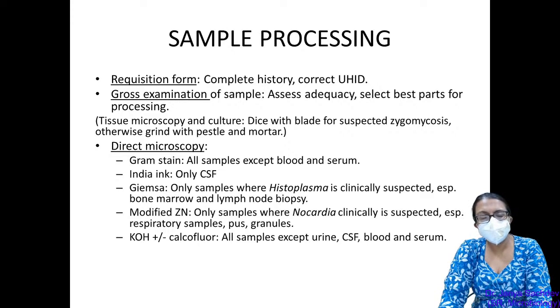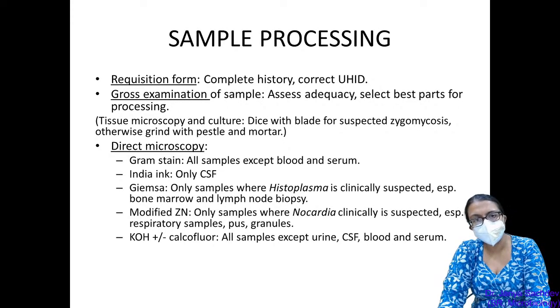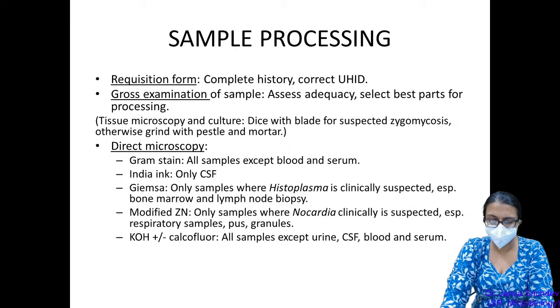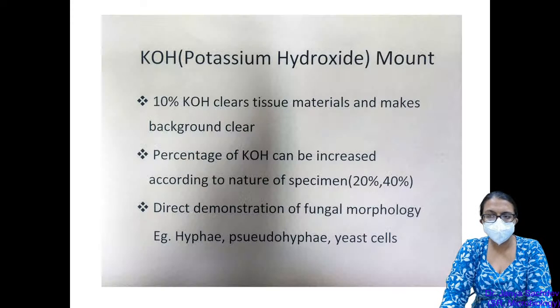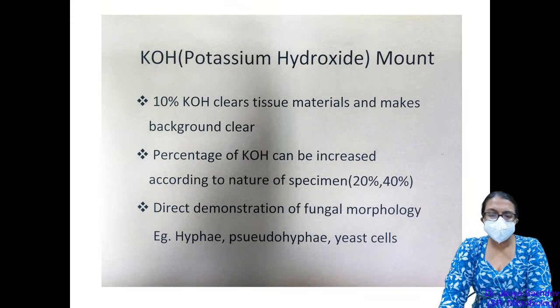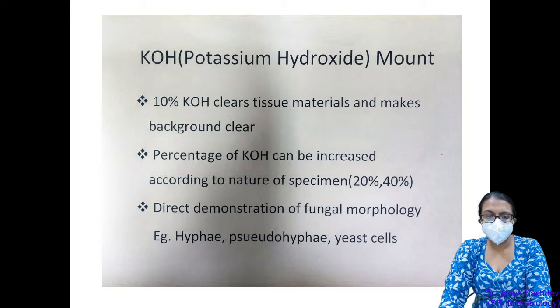Even if the fungal load in the sample is low, we have a better chance of picking it up if we use KOH along with calcofluor rather than just plain KOH. Okay, so I'll show you the pestle and mortar which we use for grinding tissue samples. As I discussed, the percentage of KOH can be increased to 20 or even 40%.